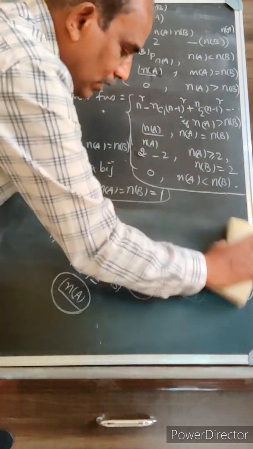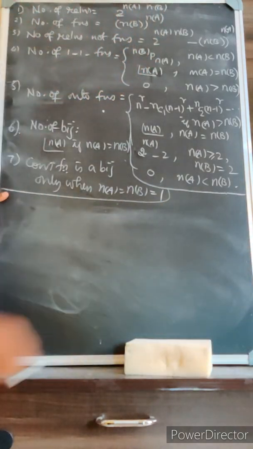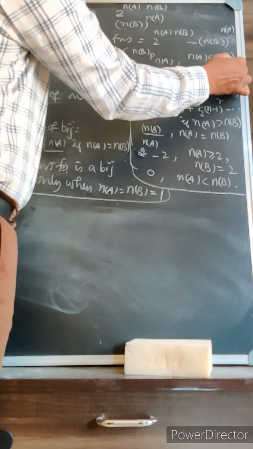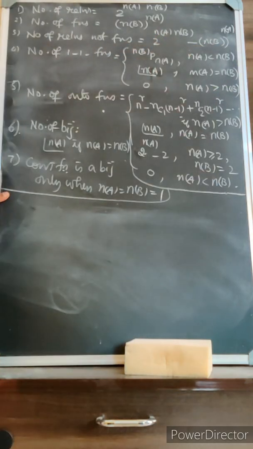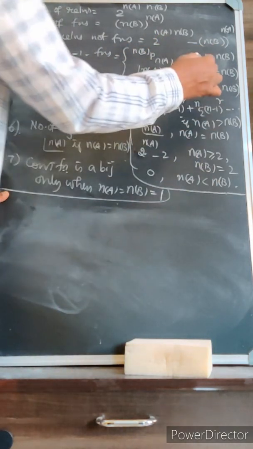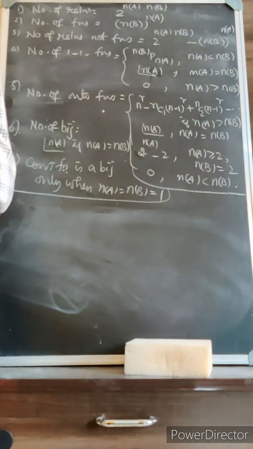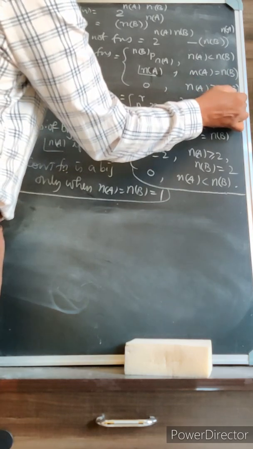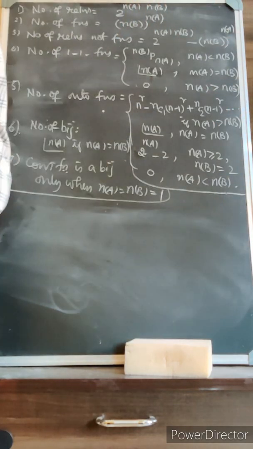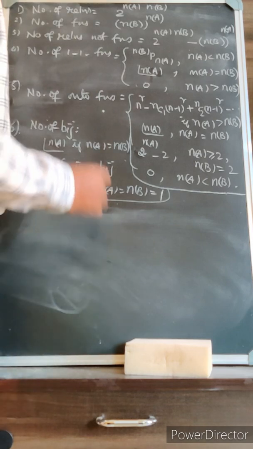This is summarized here. When n(A) is less than n(B), the number of 1-1 functions is n(B)P n(A). When n(A) and n(B) are equal, the number of 1-1 functions is n(A) factorial. When n(A) is greater than n(B), the number of 1-1 functions is 0. That means 1-1 functions do not exist.